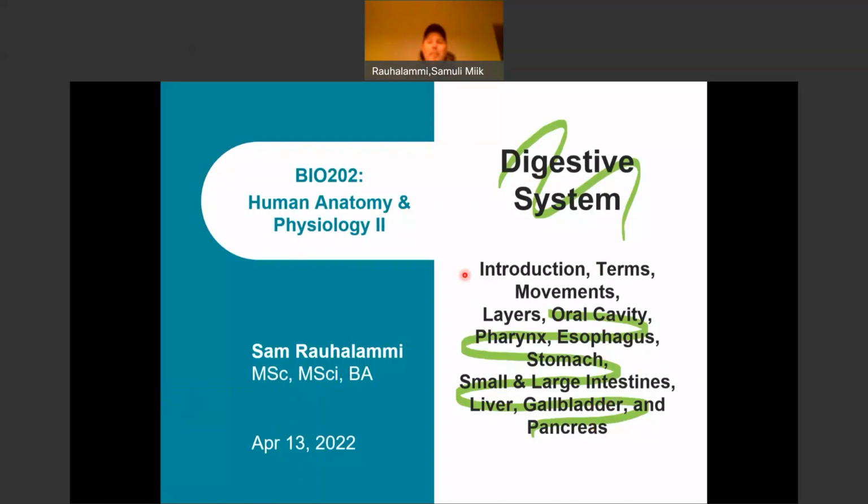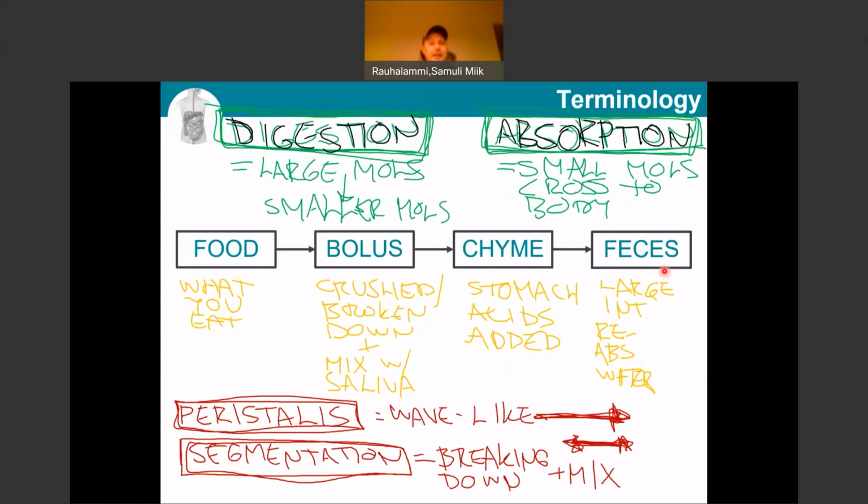So with that all being said, I want to start with two sets of two important terms that I want to make sure that we all know. The first term that I want to discuss is the term digestion.